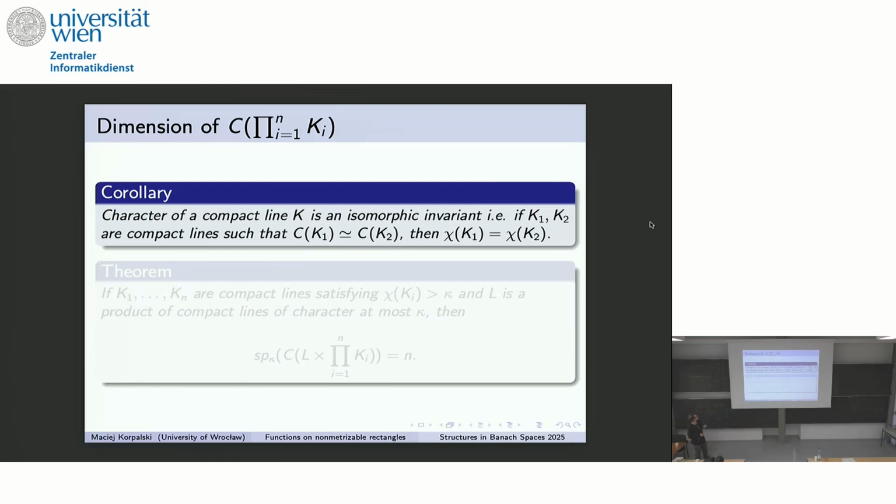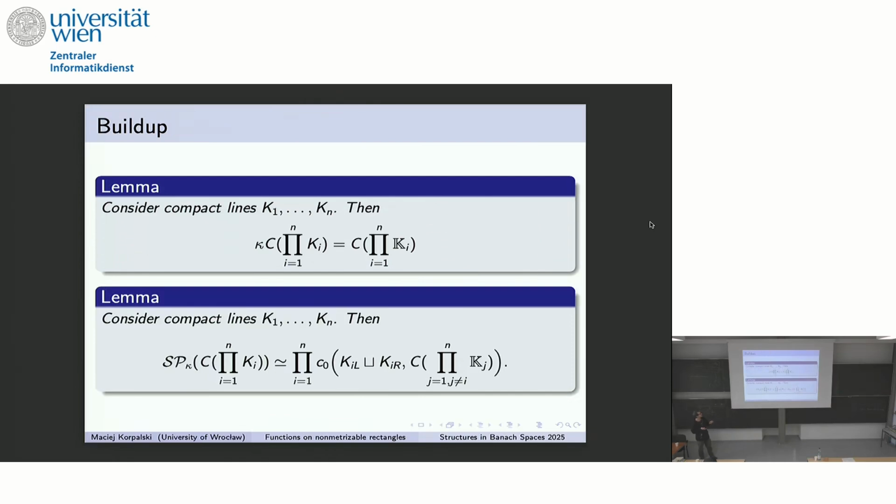First corollary, kind of interesting: for compact lines, the character of a compact line is an isomorphic invariant of the space C(K). I think this is not normally the case, but here, if we have two compact lines such that the spaces of functions on them are isomorphic, then the characters have to be the same because of the result that I've just mentioned previously. Because if the characters are not the same, then this set would be empty, this product would trivialize, and that's it.